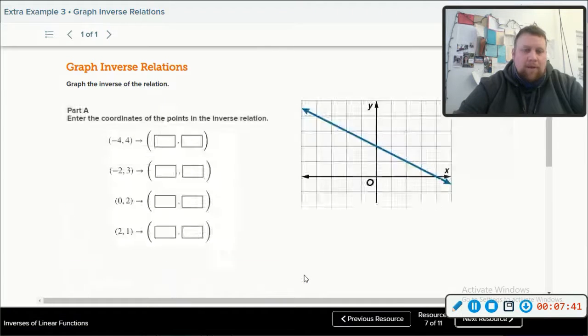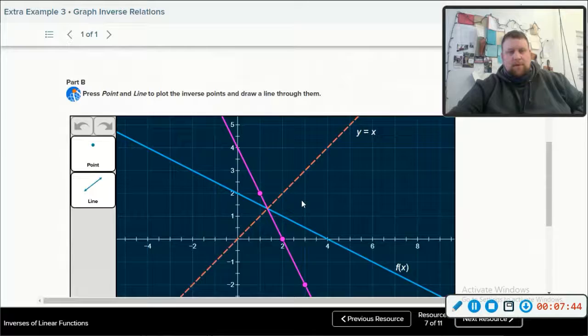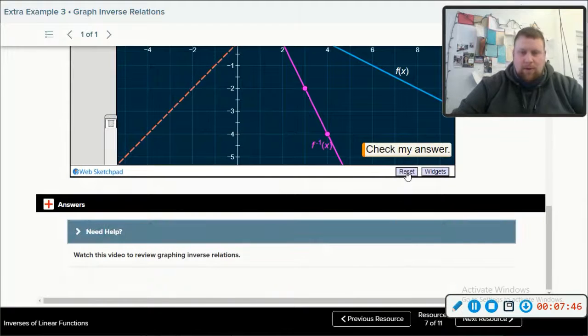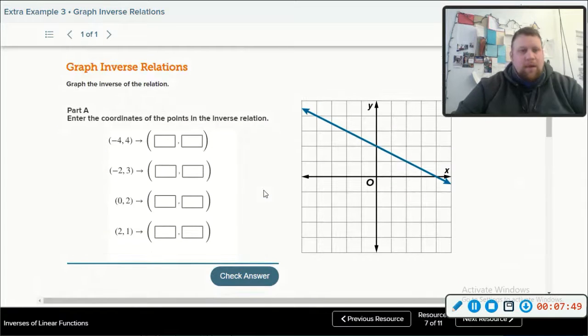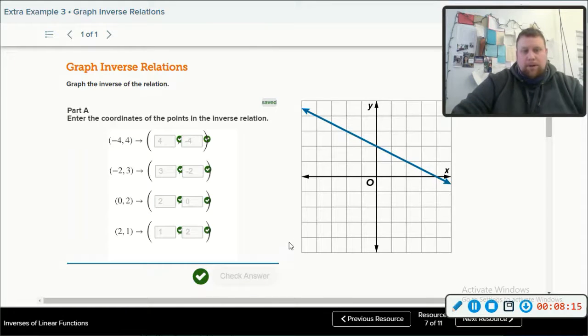We are going to have some graphing involved. Good stuff. Yeah, the graphing. Reset. I don't know why it keeps doing that. All right, so what do we have here? -4, 4 goes to 4, -4. -2, 3 goes to 3, -2, right? And you can pause this and fill it in before me and then check it, make sure you're good. But this should be 2, 0. And this should be 1, 2. Check it. Boosh, right there.